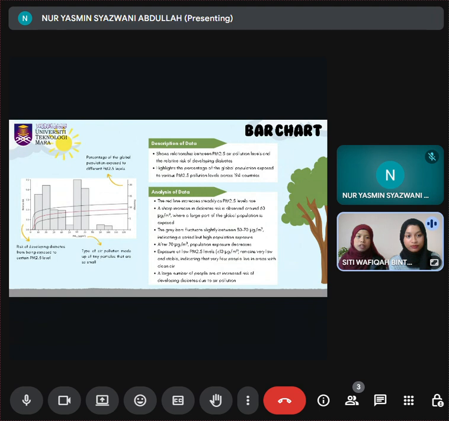Secondly, the grey bars show the percentage of the global population exposed to each range of PM2.5 levels. The chart shows that the highest number of people, more than 15% in some ranges, are exposed to pollution levels between 30 and 70. This is concerning because these levels already fall in the range where health risks start to rise significantly.